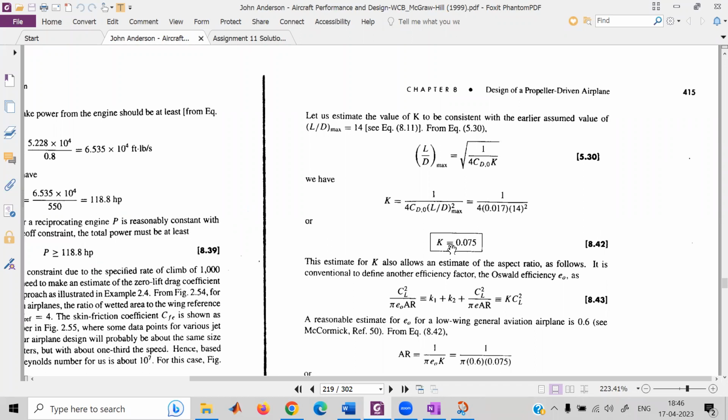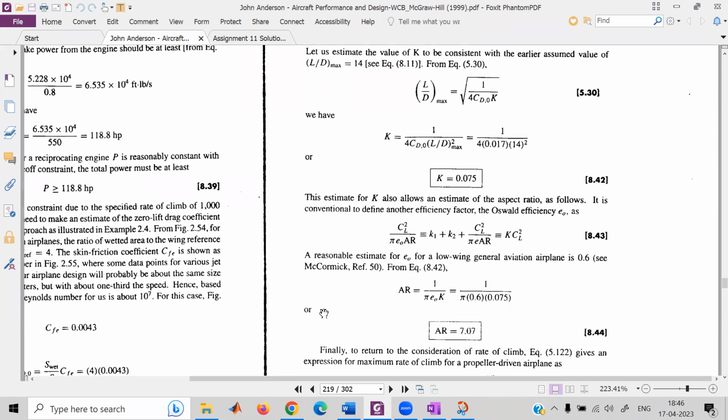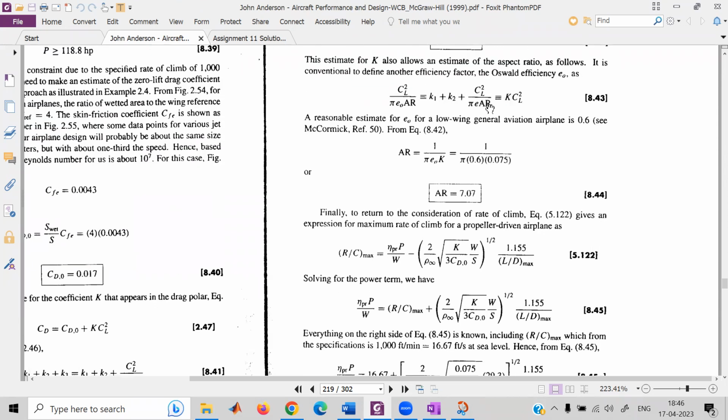And because K is known to us, we can have a rough guess about the aspect ratio, because the definition of K was here. You see 1 over pi e aspect ratio, and this is equal to K. And what is this efficiency factor here? Oswald efficiency factor. What should be its value? Sir, its value is 1 for an elliptical wing, but we don't currently know the shape of our wing. Yeah. So maybe a reasonable estimate is 60% here.